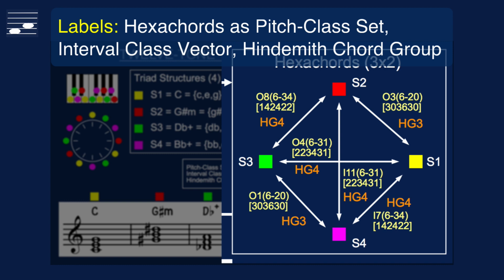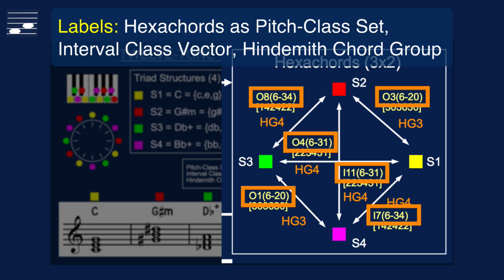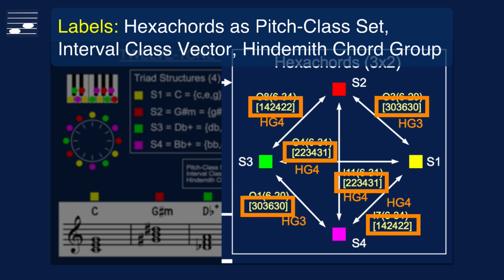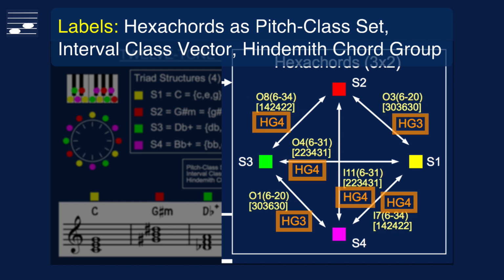In the diagram I also show the pitch class set prime form label for each hexachord and the corresponding 6-element interval class vector. In orange, find the Hindemith Chord Group number. Here we see hexachords in either group 3 or 4, which is a measure for chord dissonance level, a topic for which we'll take a sidestep.